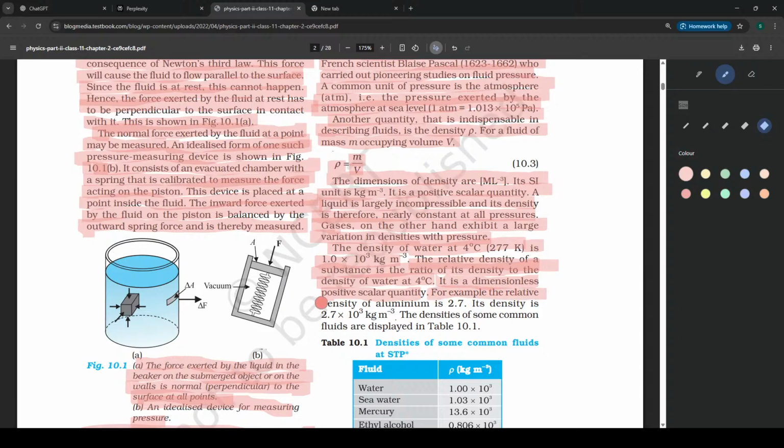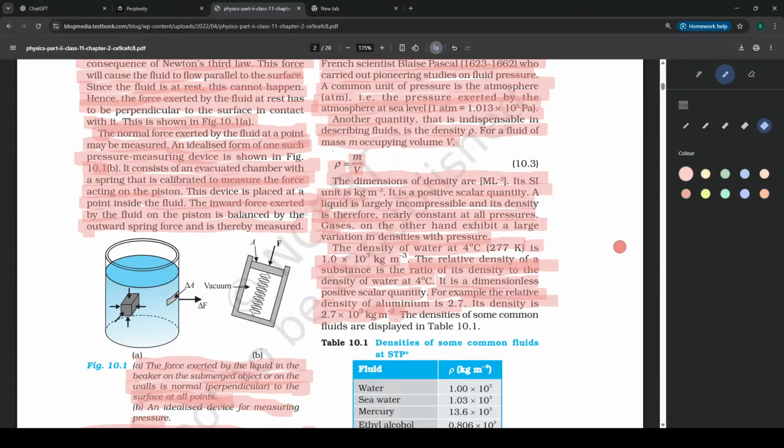For example, the relative density of aluminium is 2.7. Its density is 2.7 into 10 power 3 kg per meter cube. They give another example here. Relative density of aluminium is 2.7 and density of the aluminium is 2.7 into 10 power 3.